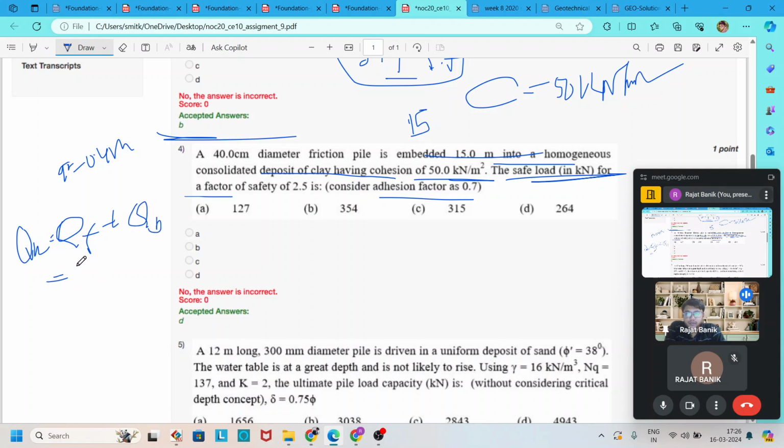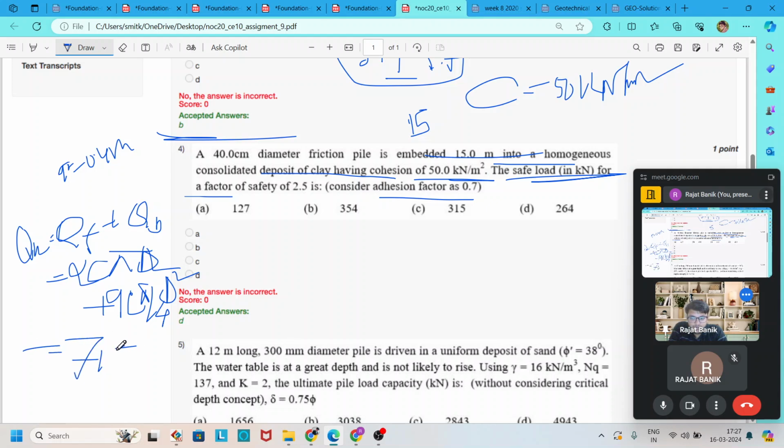the end bearing or tip. Qf for cohesion is alpha C pi D L. Q tip or Qb, end bearing, is 9C pi by 4 D square. So put all these values here. Alpha is given 0.7 and C is given 50, then pi, D is 0.4, L is 15, plus 9 into 50 into pi into D square, 0.4 square, divided by 4. So the ultimate load is 1715 kilonewton.